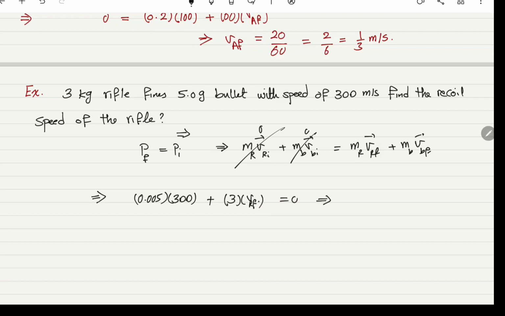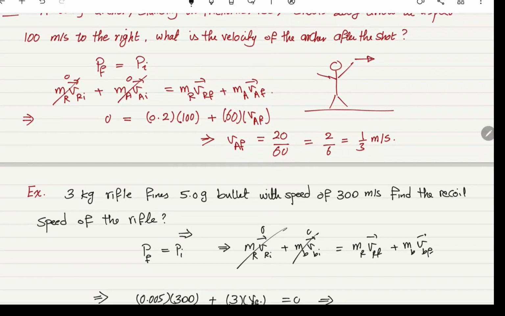You arrange this one here, you will find V rifle final equal to minus 0.5 meter per second, or the magnitude of the rifle here equal to 0.5 meter per second. And by the way, in the previous example here, this has to be minus. It means in the other direction of the arrow.